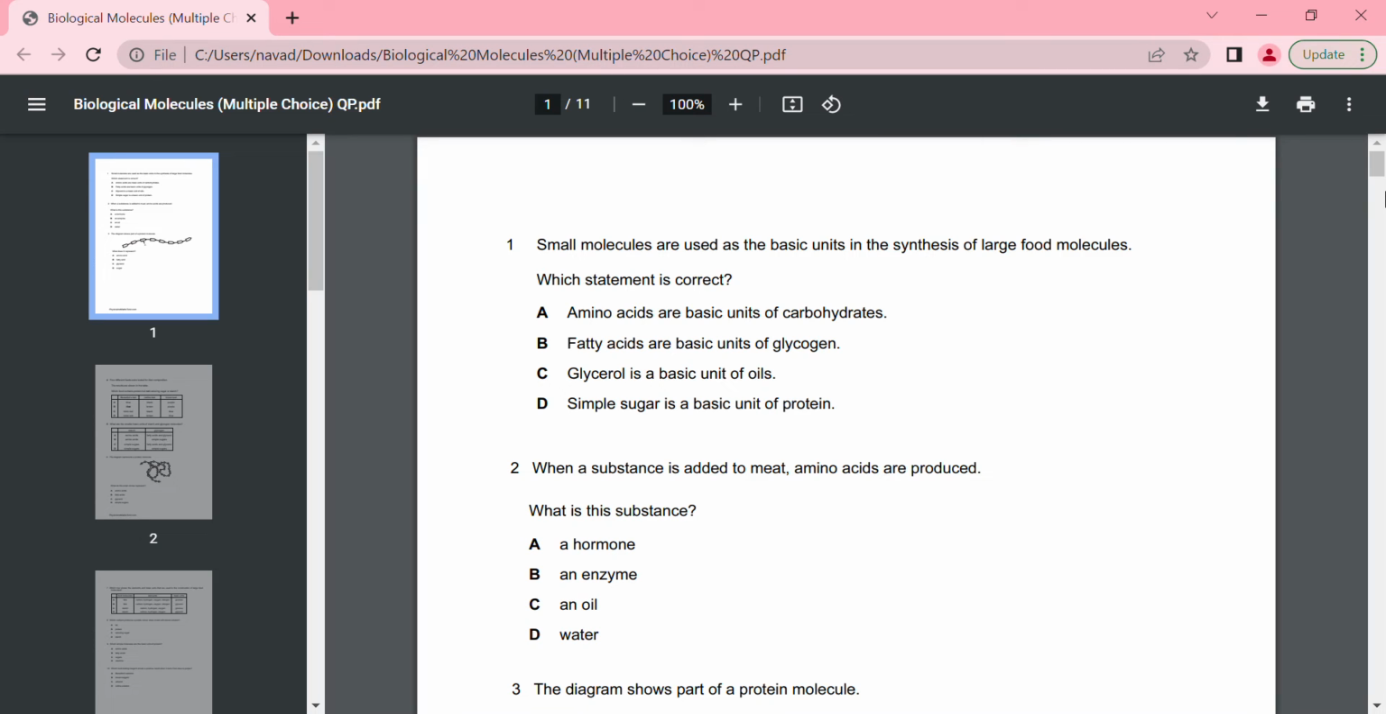In today's video we are going to be solving the question paper for biological molecules. This is a multiple choice paper. So without further ado, let's get started.